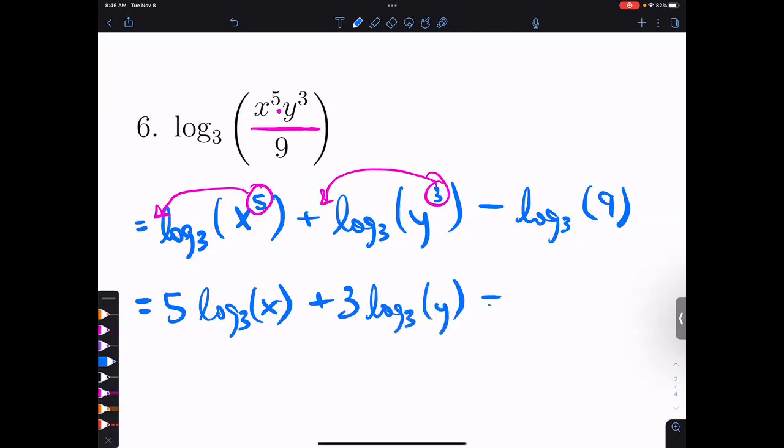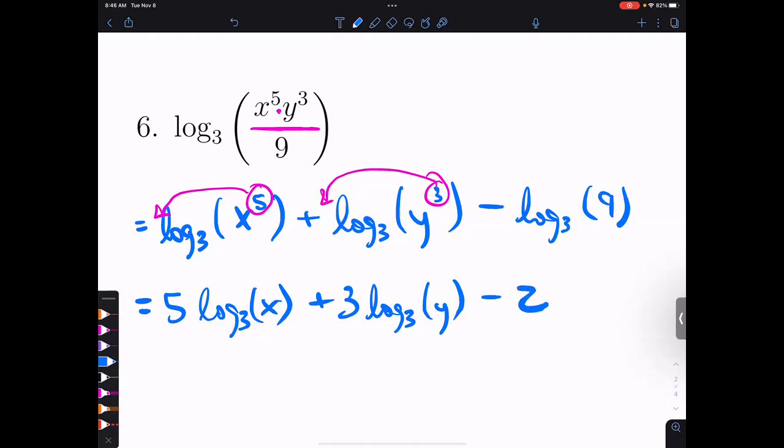And then the last piece is a number. So the check that I would want to do there is that log one, would that work out nicely? Is that one that comes out clean? The log base 3 of 9 is 2.